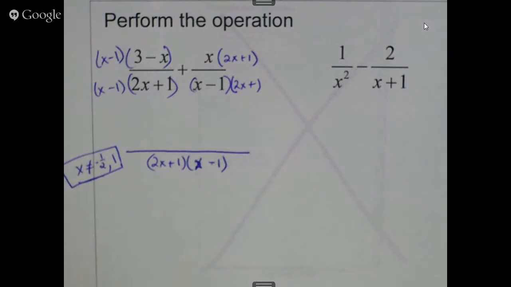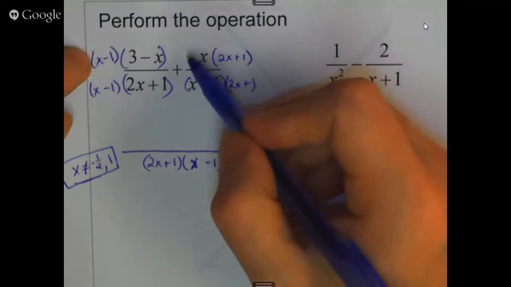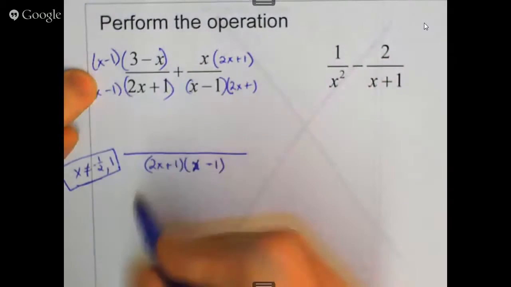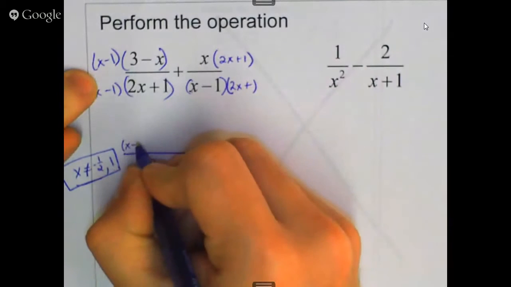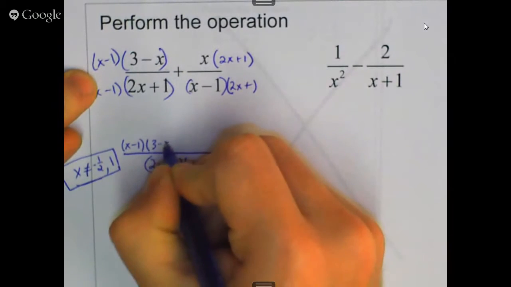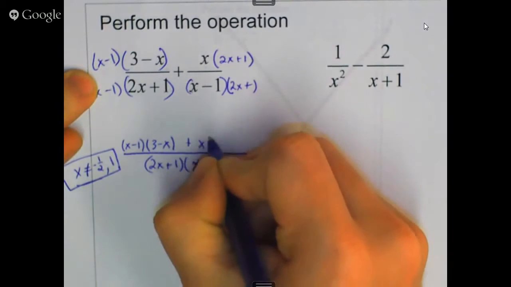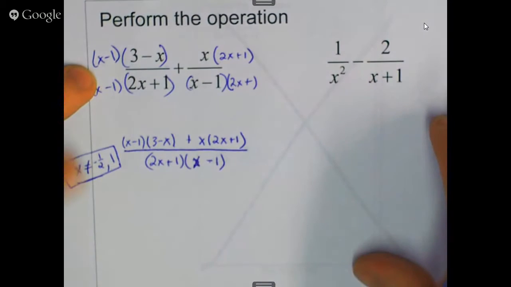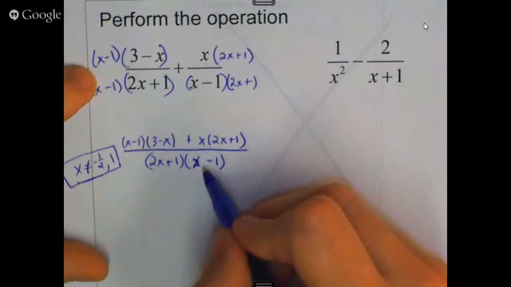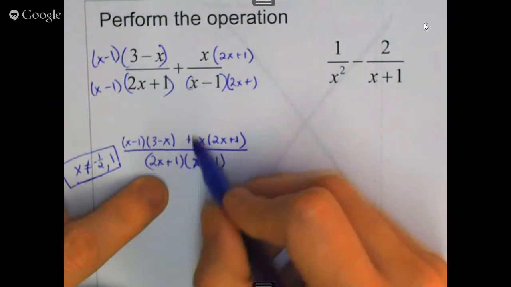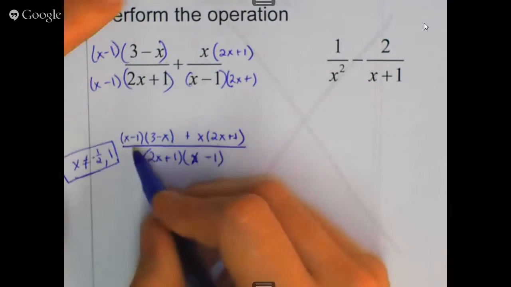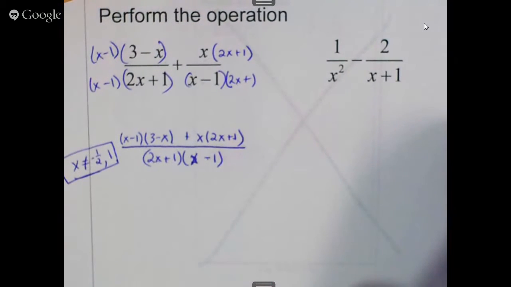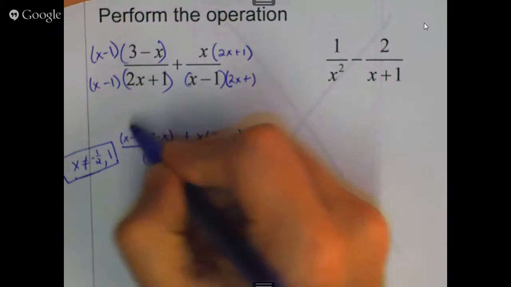Sorry, we're off the page again. Then it says perform the operation, simplify, and factor. Well, here I have (x minus 1)(3 minus x) plus x(2x plus 1). I've performed the operation, but I can't cancel these, because of this addition right here. So I need to FOIL all of this out and combine like terms. This is what makes this process long. So let's FOIL this.